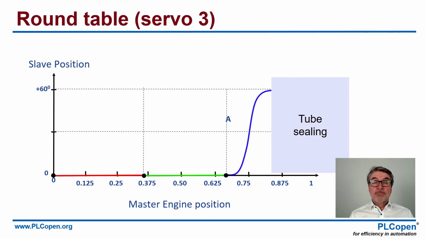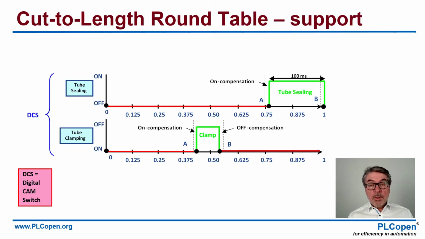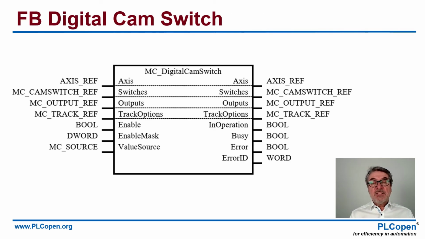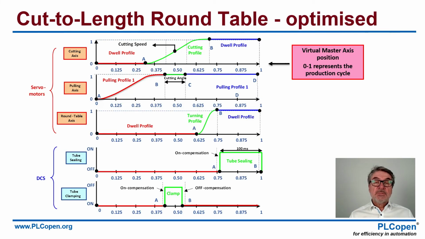That's the first step. This is supported with two functionalities. One is the clamp functionality on the bottom, and the other one is the tube sealing on the top, which is on the table itself. And for that one, we use what we call a digital cam switch, that you can link again to the axis ref structure of your master axis. So overall, it will look like this.